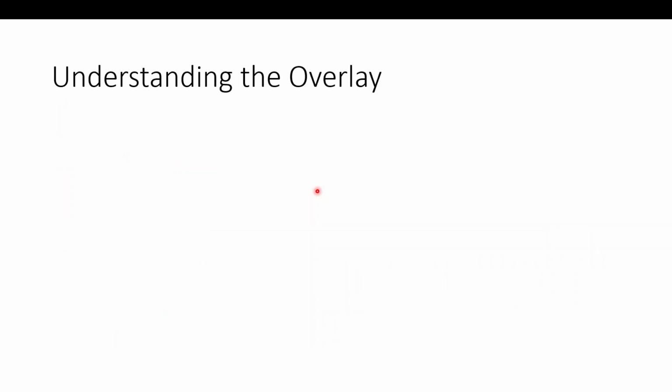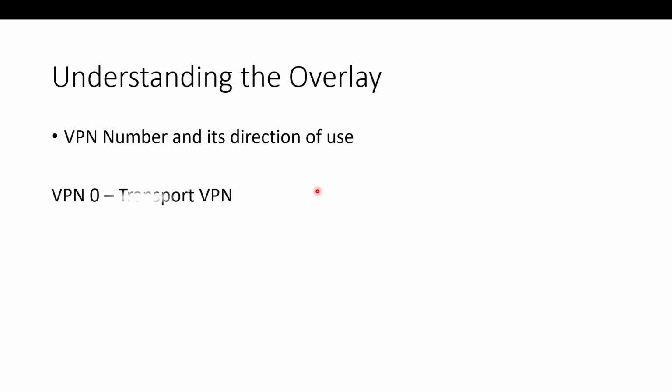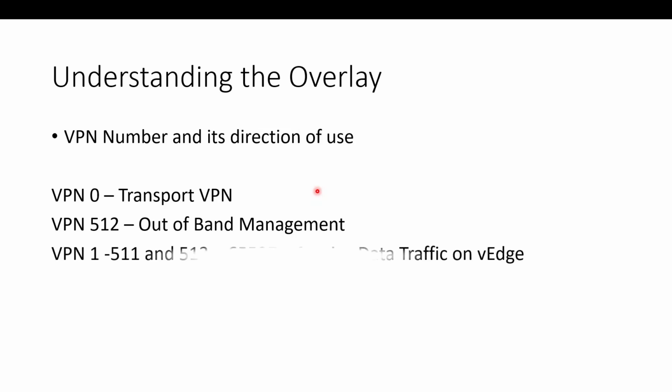Next, we'll understand the overlay. So in Cisco SD-WAN, we have different use cases in terms of VPN numbers. VPN number 0 indicates that it's a transport VPN, and VPN 512 indicates that it's an out-of-band management VPN. The last ones, VPN 1, 2, 5, 11 and 5, 13, 6, 5, 5, 27, are used for the service data traffic on the vEdge.